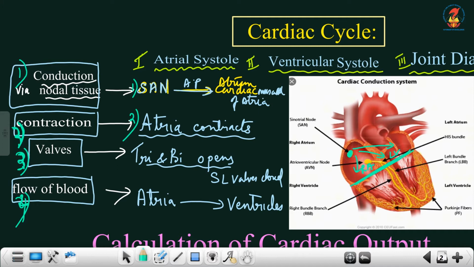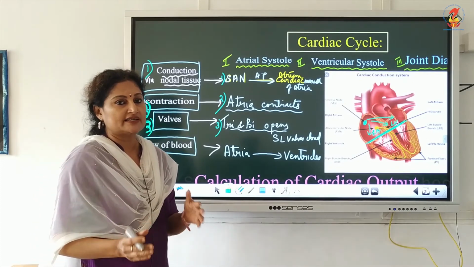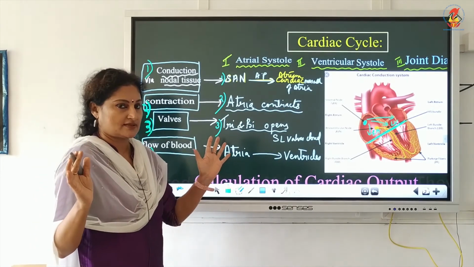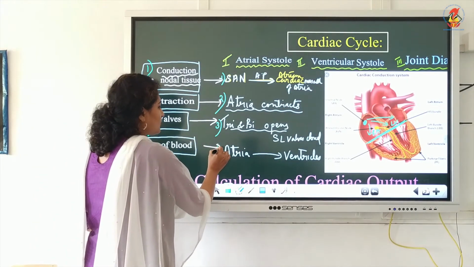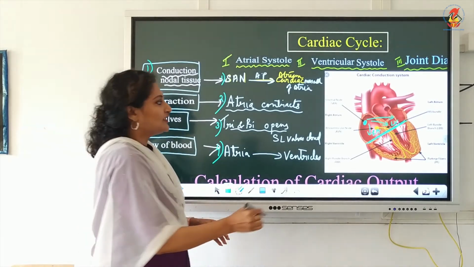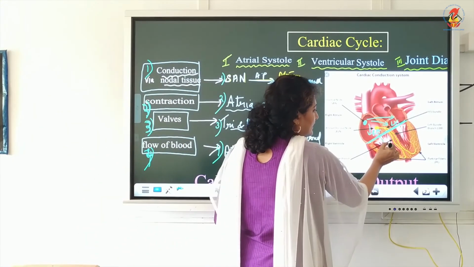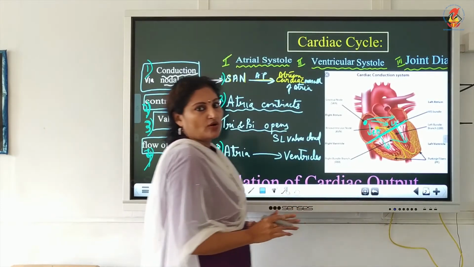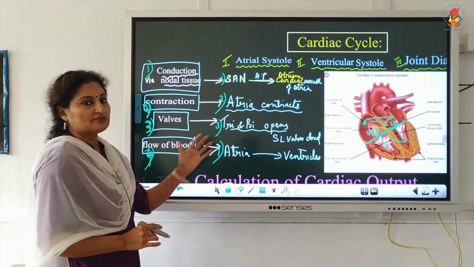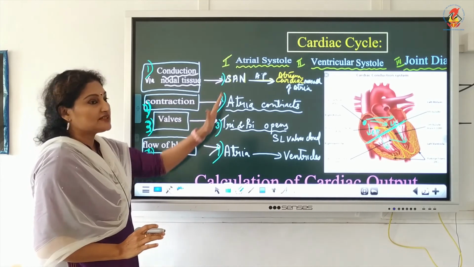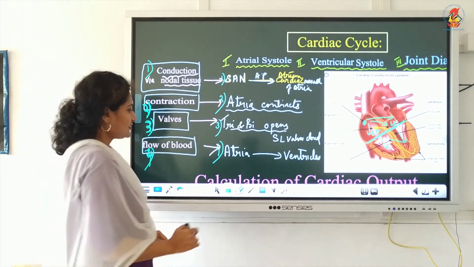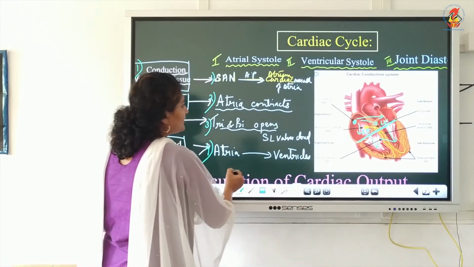So, your second point is both the atria contract. Then it is common sense, when the atria contract, there is a pressure exerted. So, the two doors open, or the two valves open, the tricuspid and bicuspid valves on the right and left side. Then what happens when they open? What is being filled when these two valves are opened? The ventricles get filled, or the flow of blood is from the atrium to the ventricles. I hope atrial systole is clear. Next, moving on to ventricular systole.